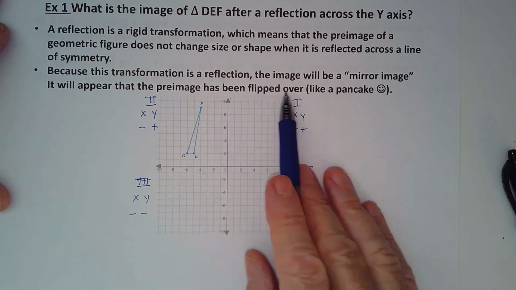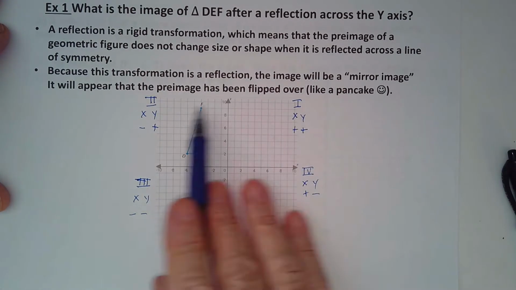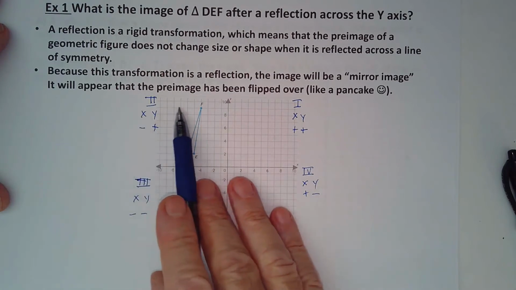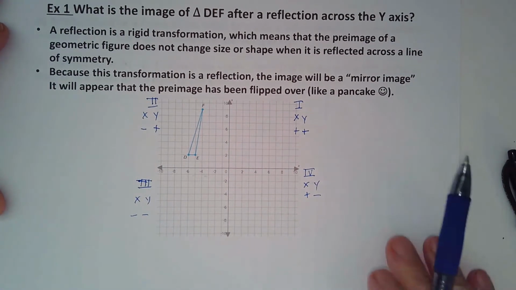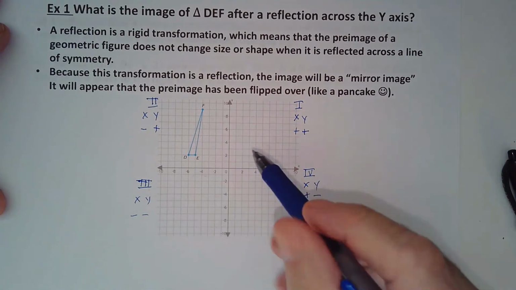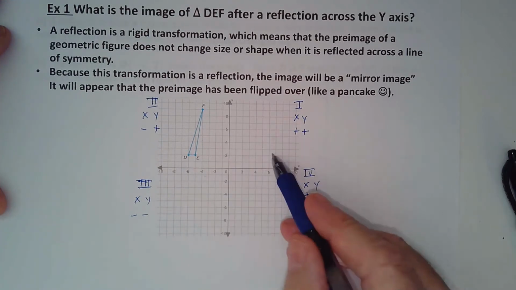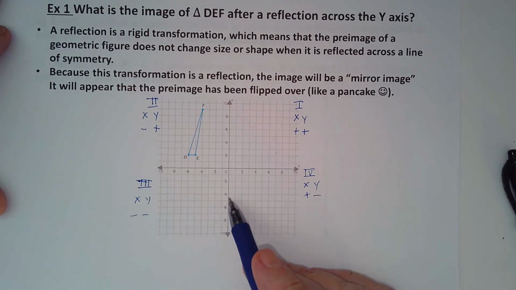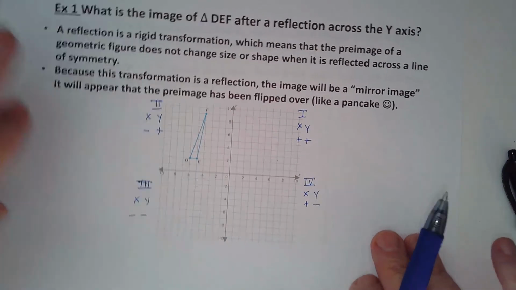Also, because this is a reflection, the image will be a mirror image, and it will appear that the pre-image has been flipped over like a pancake. So we're going to see this image over here, but when we sketch it out, D is going to be over here on the far right, not on the far left. Okay, so that's going to give you an idea of what you're doing.